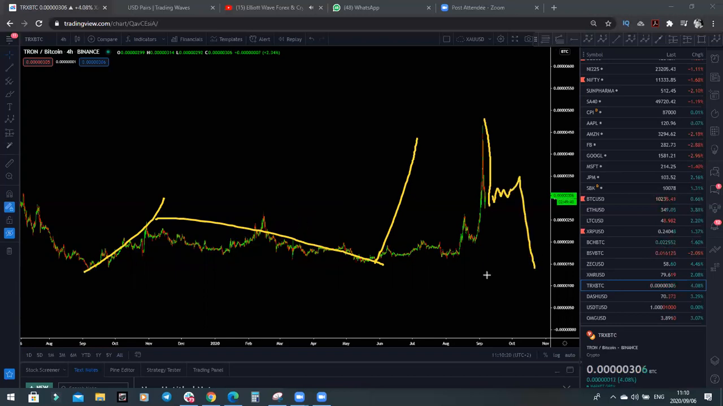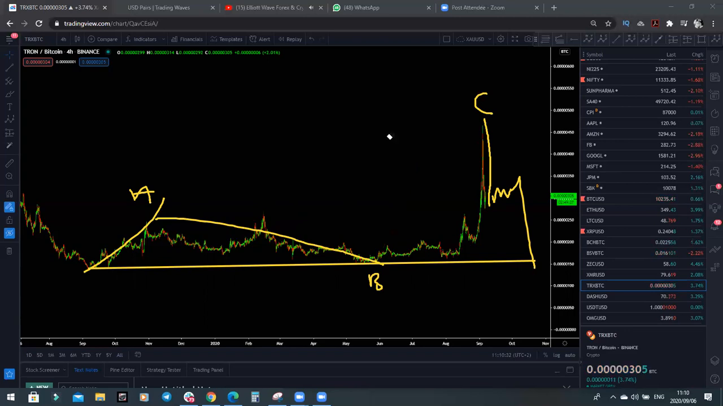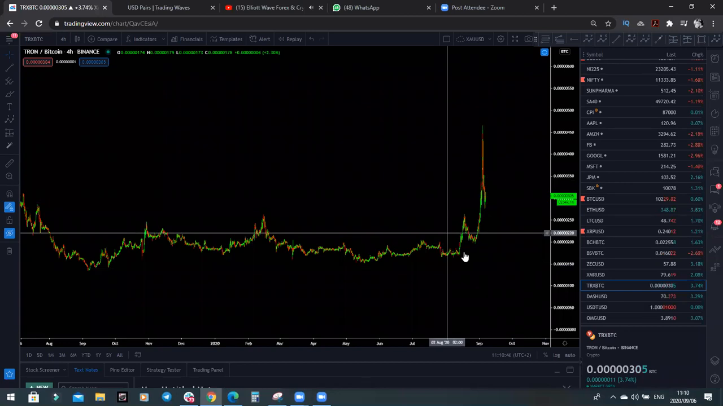And this is the corrective structure here. Let's show the corrective structure. This is an A, that's a B, that's a C. I've just drawn this one here so the structure does not look funny. This should actually be here. It's A, B, and a C like that. So that is a 5-wave move to the upside. All right, so that is Tron looking for continuation to the downside versus Bitcoin. So this is Tron versus Bitcoin.